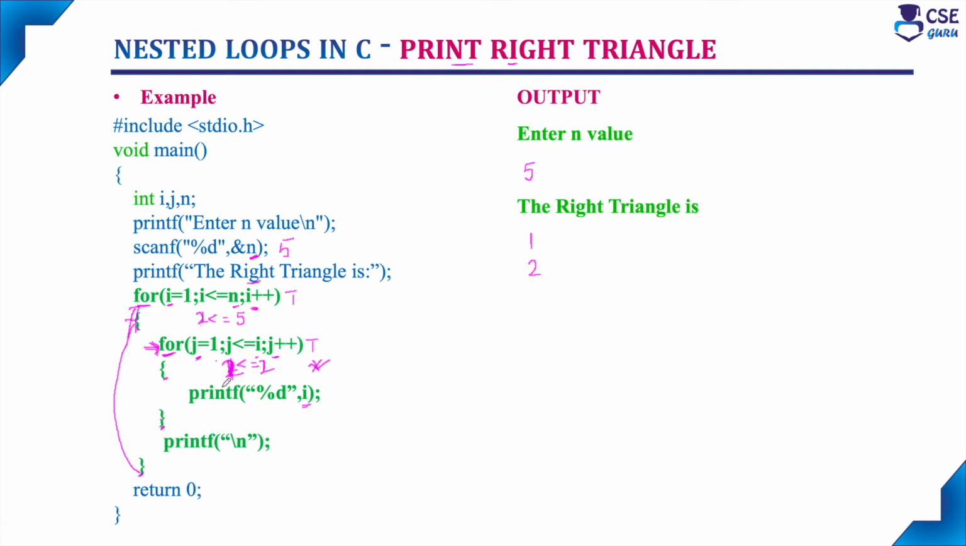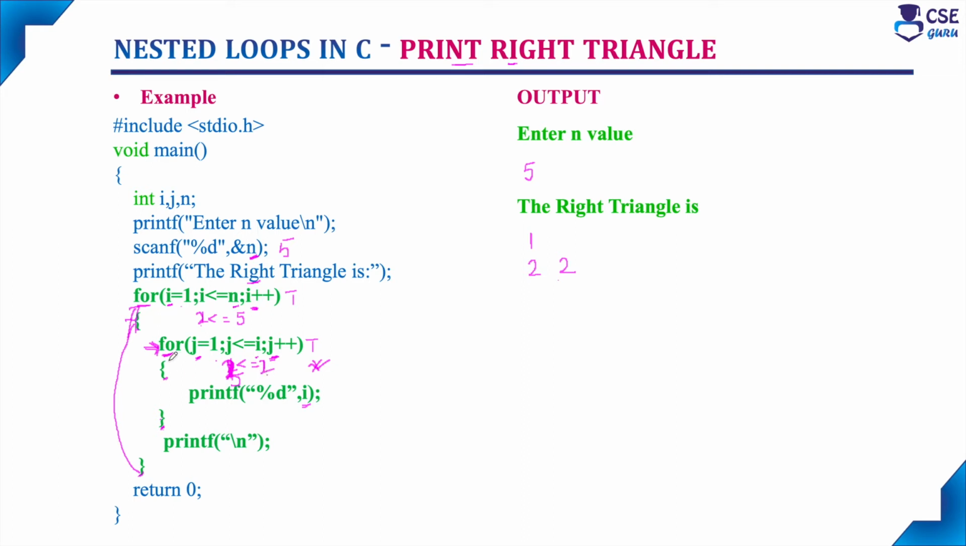Condition true. Again, it will execute one more time. So now again it will print the i value. So 2 will be printed. After execution, j gets incremented to 3. Check the condition whether 3 is less than or equal to 2.